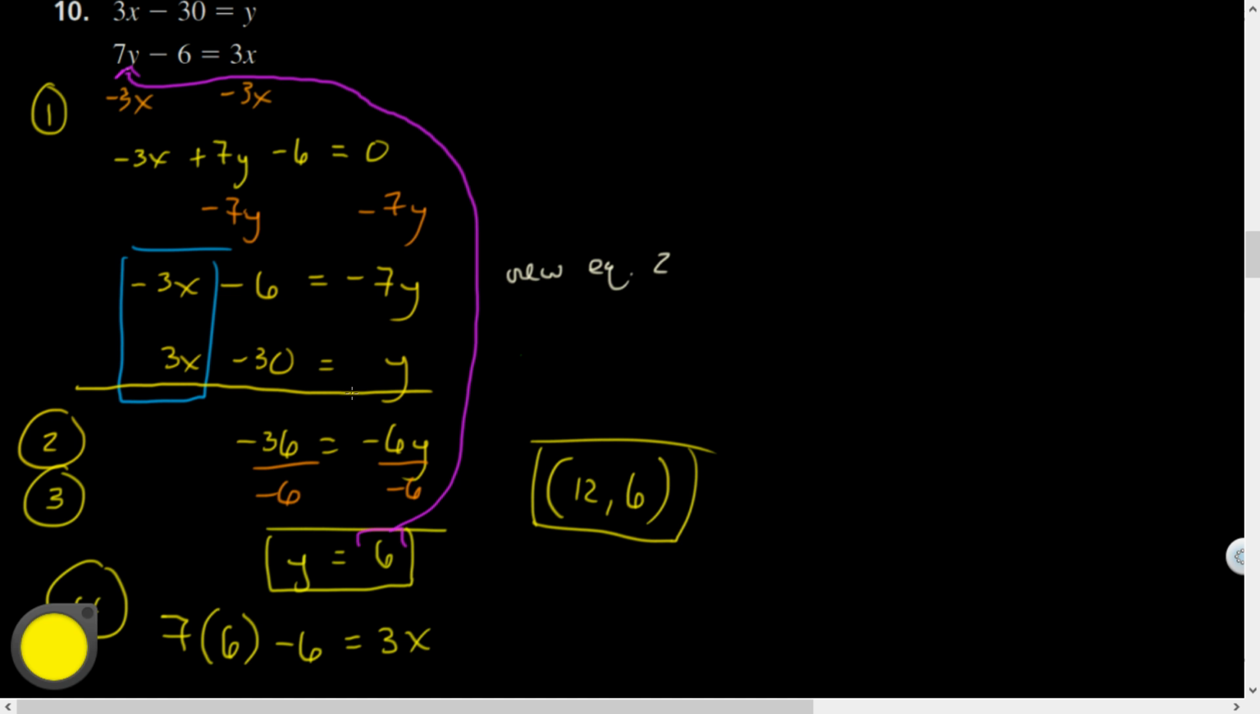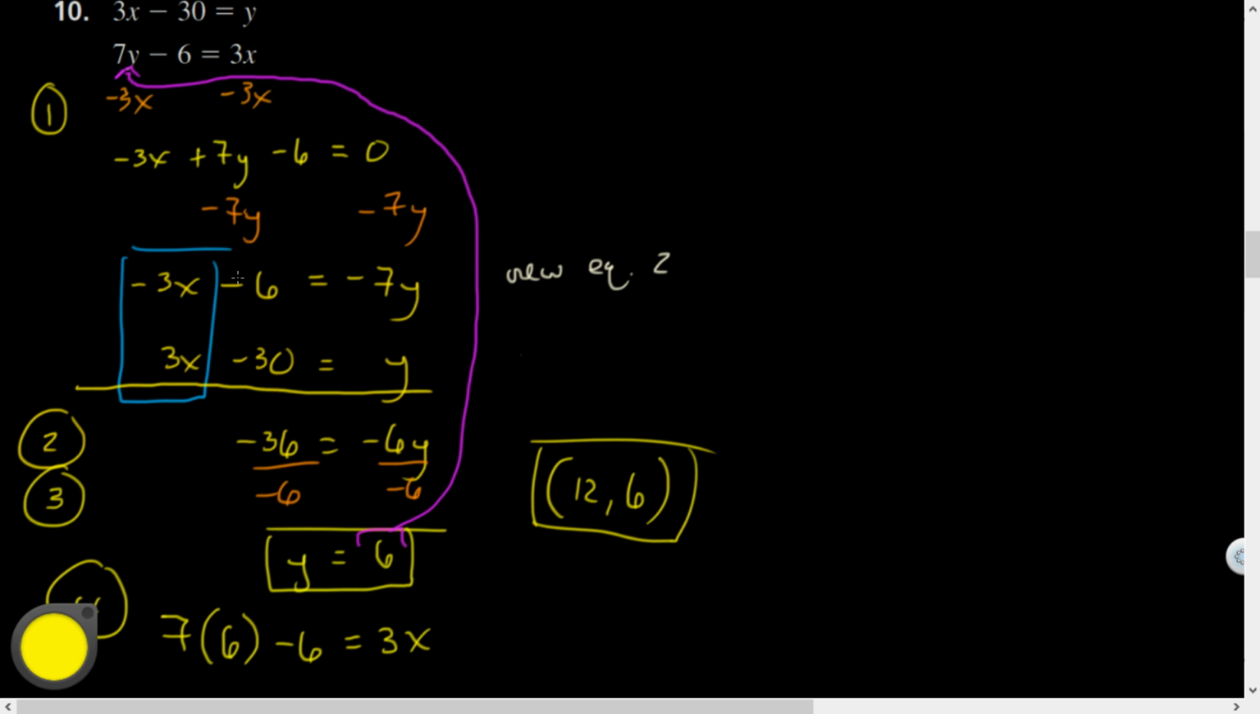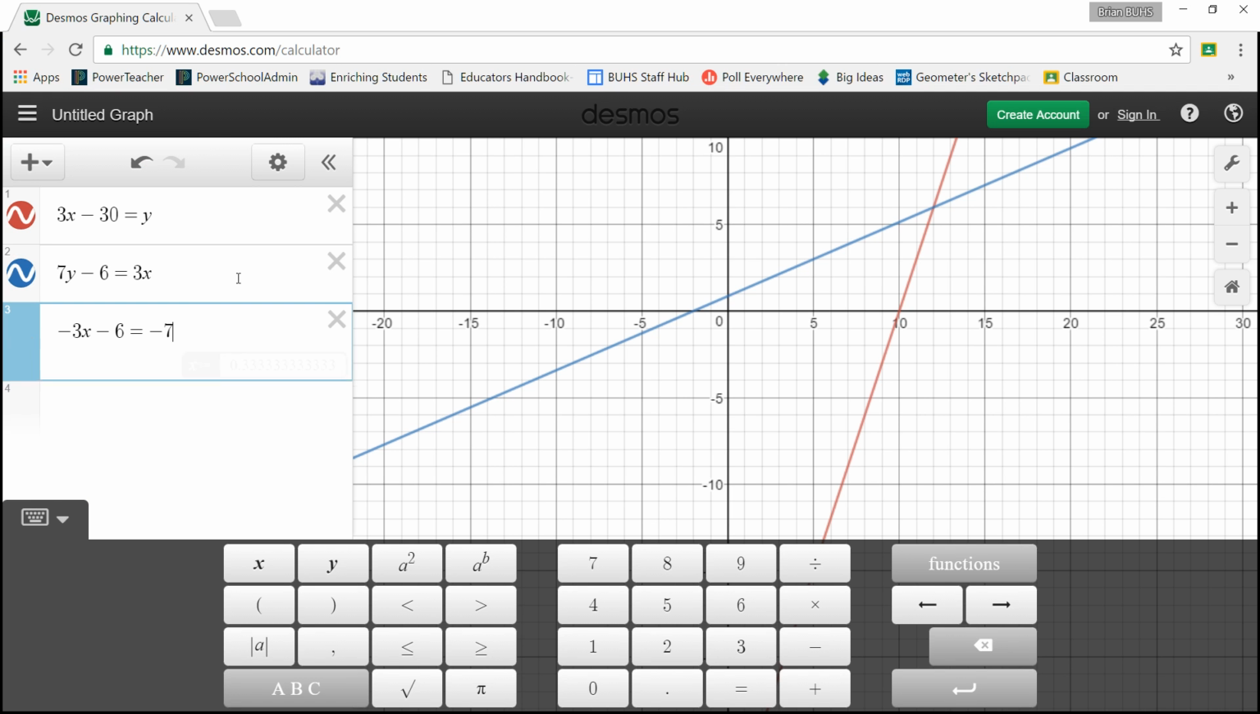Let's also check one of our equations that we rearranged. We rearranged negative 3x minus 6 equals negative 7y. Let's see if that works out. So we had negative 3x minus 6 equals negative 7y. Hey, wait a minute, look at that. The green line and the blue line are the same line. So our rearranging that equation was perfectly fine. You guys see that?